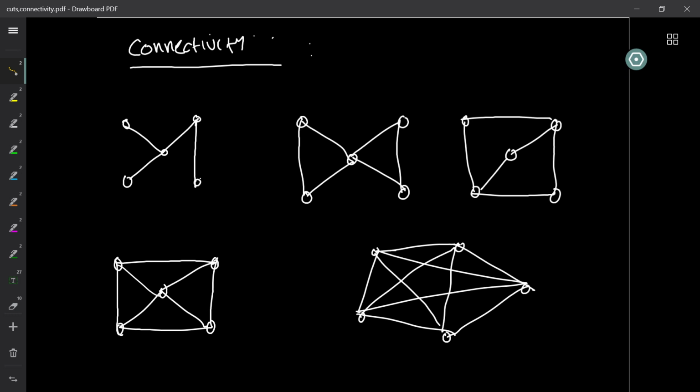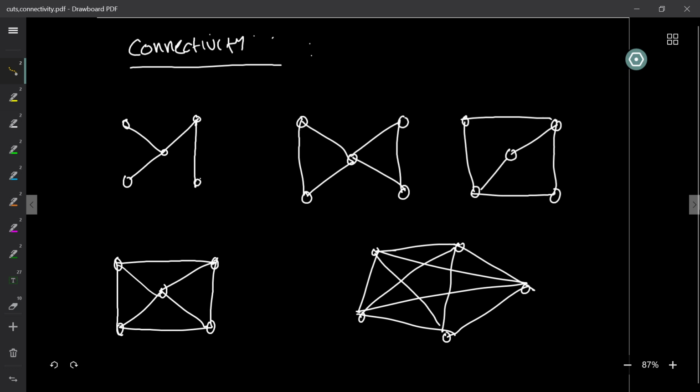On the other hand, if you look at the second graph, by removing one edge, you cannot disconnect the graph. But of course, there is a vertex whose removal disconnects the graph. Then the third graph, if you remove any edge or even any one vertex, you cannot disconnect the graph. So that graph is, in some sense, more connected than the first graph.